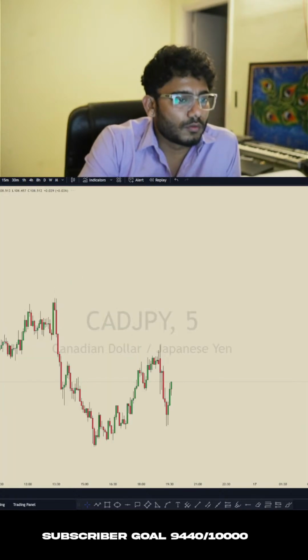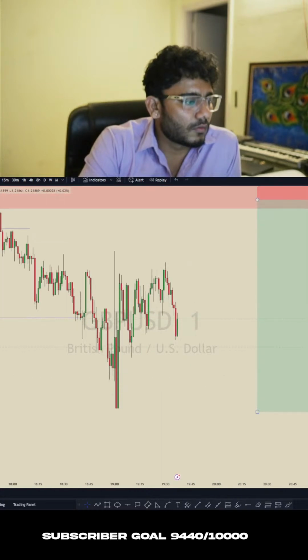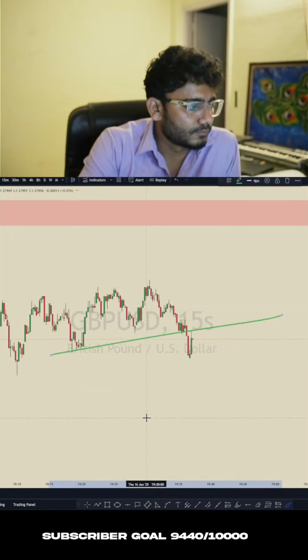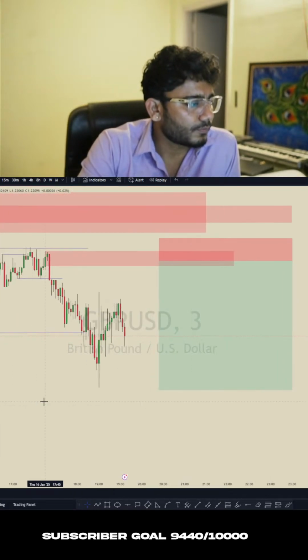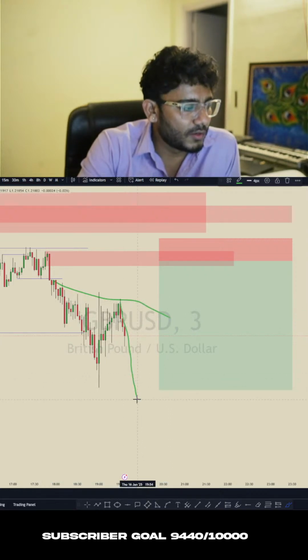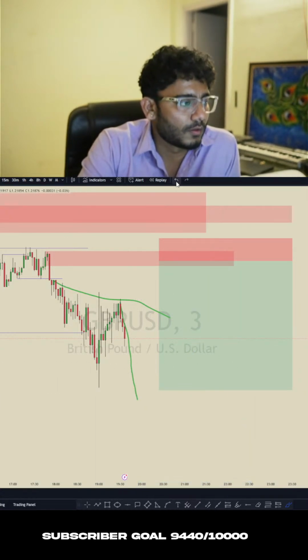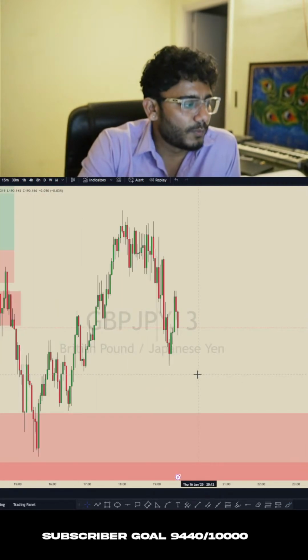GU. On GU, we can see price created this trend line liquidity. So GU is also making a trend line liquidity in this area. Even if it continues to the downside, this will be our entry, because maybe tomorrow price can come to this area and then it can give us entry. So for this, we need to wait patiently at this area.